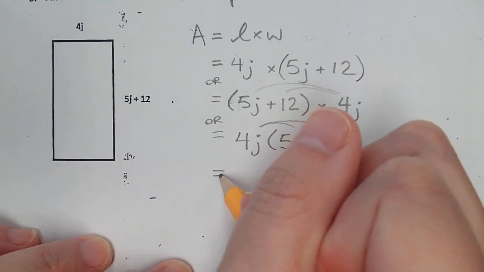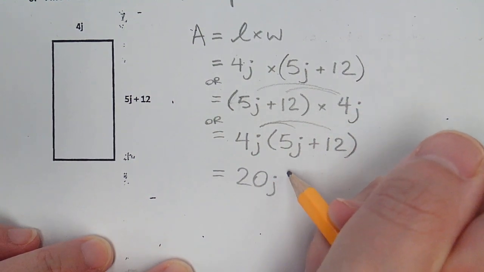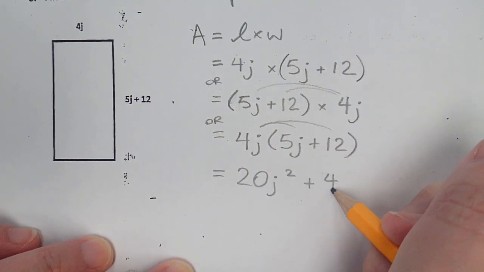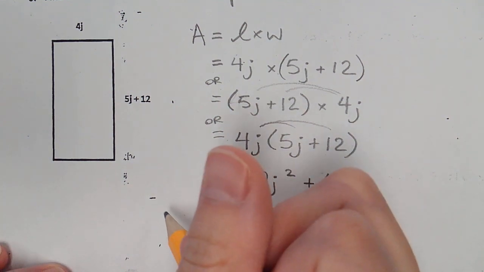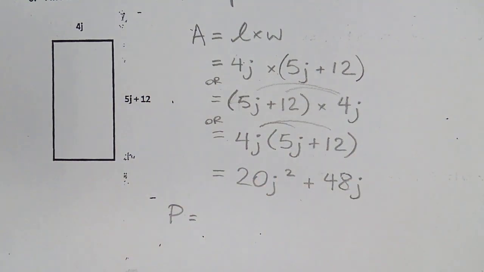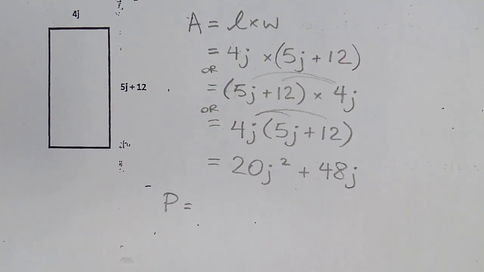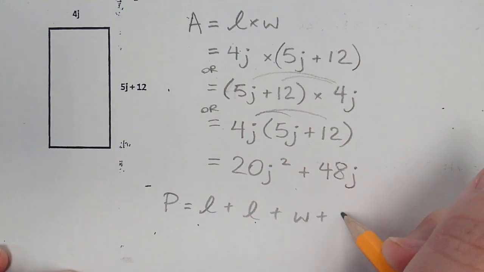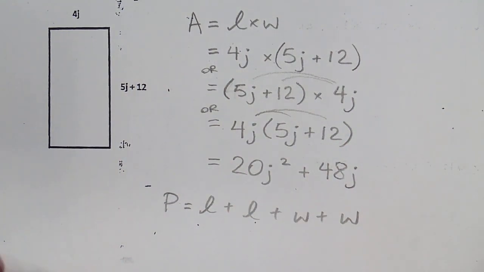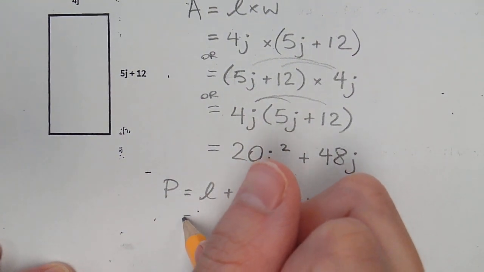All right, so then I get 20j squared plus 48j. And that's it. I cannot simplify it anymore. Perimeter. What's the formula for perimeter of a rectangle? Matthew? Yeah, length plus width. Or you can do 2 times length plus 2 times width. That's the same thing. Doesn't matter.